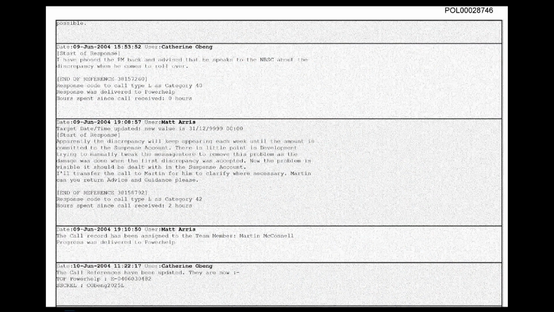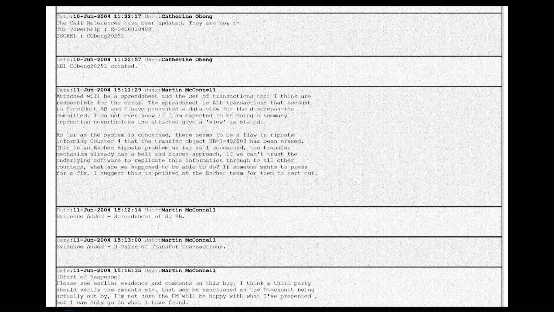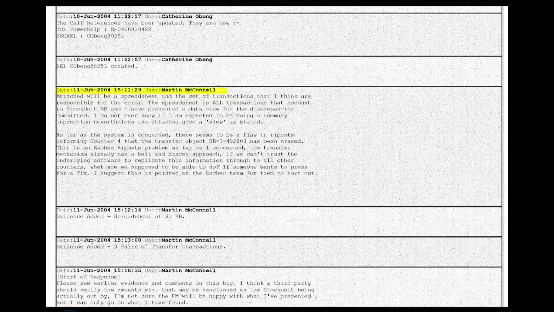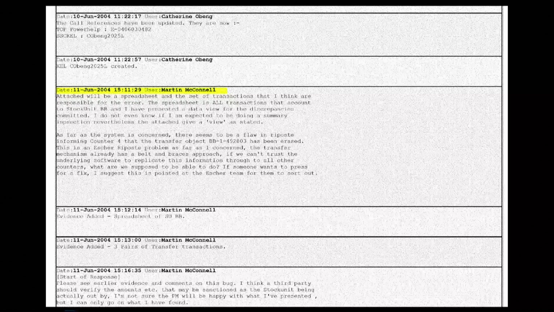We can see, if we go to page 4, please, that two-thirds of the way down, at an entry for 15/11/29, Martin McConnell says attached will be a spreadsheet and the set of transactions that I think are responsible for the error. The spreadsheet is all transactions that account stock unit BB and I have presented a data view for the discrepancies committed. I do not even know if I'm expected to be doing a summary inspection. Nevertheless, the attached gives a view as stated.